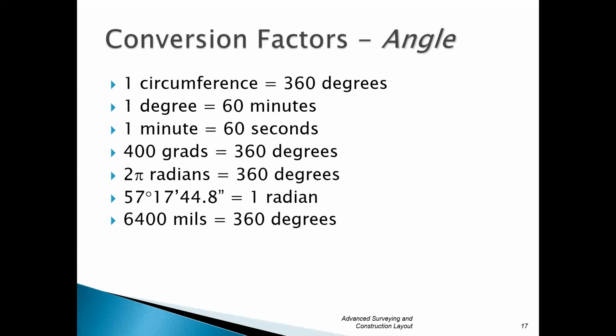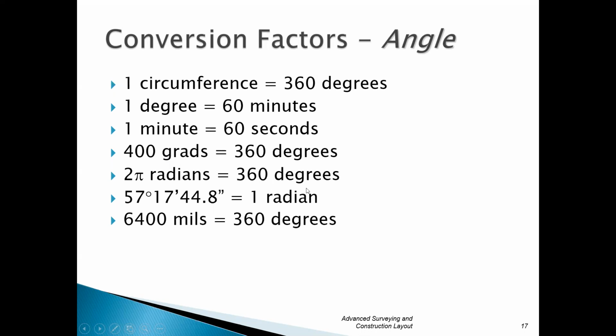And then angle, these are some common factors. So 1 circumference or 1 revolution is 360, and then you got 1 degree is 60 and 1 minute is 60. So this is referred to as your sexagesimal system. Notice grads are a little different. You have 400 grads per 360 degrees. So this system's a little different. This would be the European counterpart to what we use.